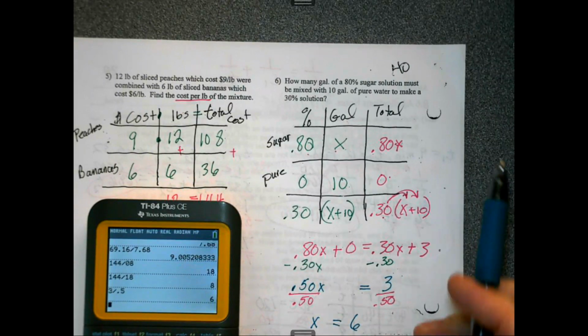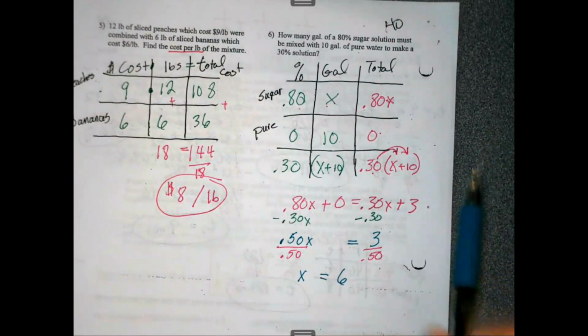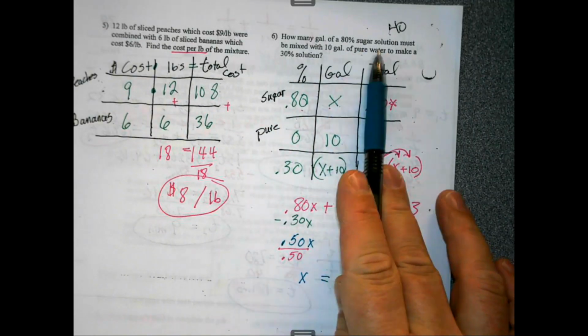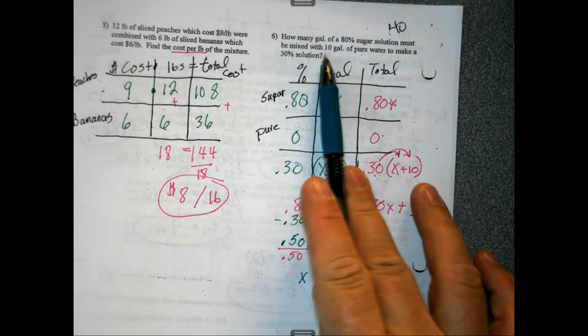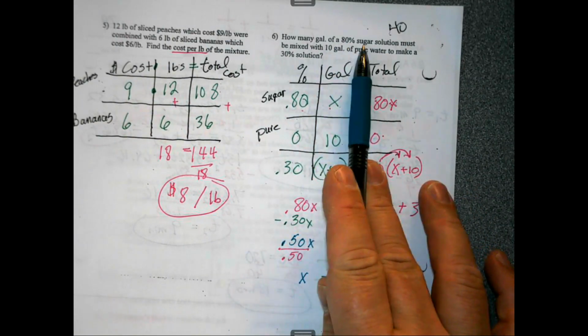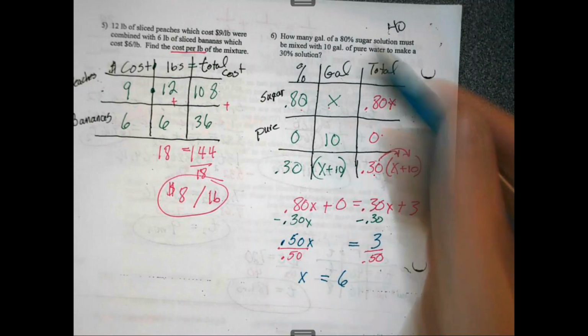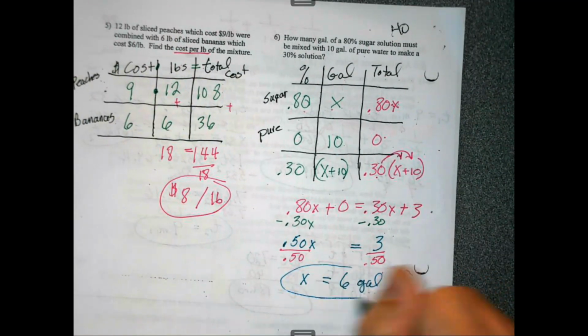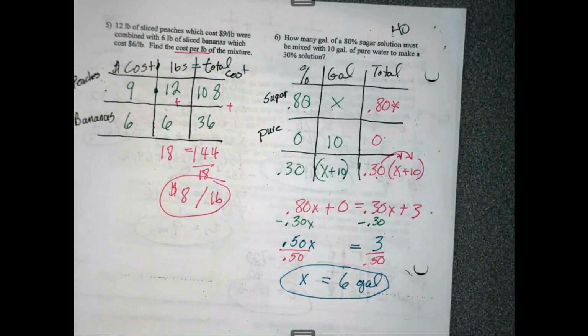Now, let's make sure we answer the question, okay? It says sugar must be mixed with 10 of pure water to make 30%. How many gallons of 80% sugar solution? So 6. We're good. 6 gallons. Sometimes we'll have to plug it in somewhere else.